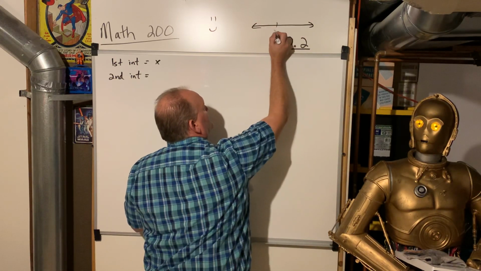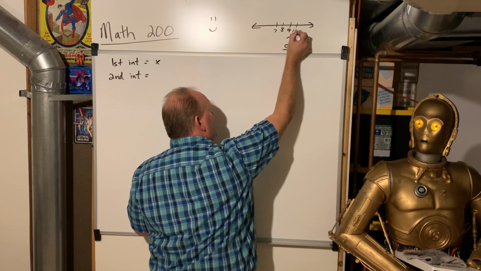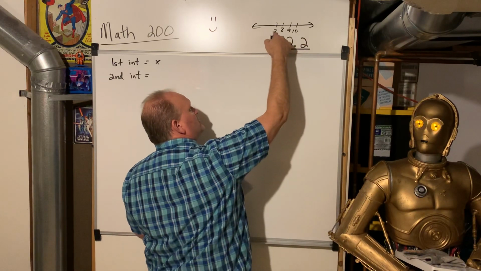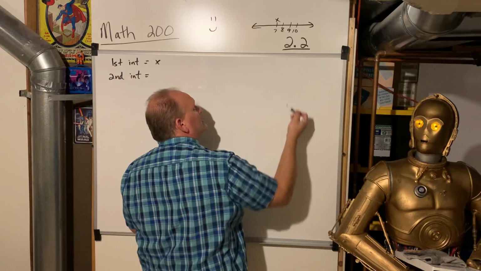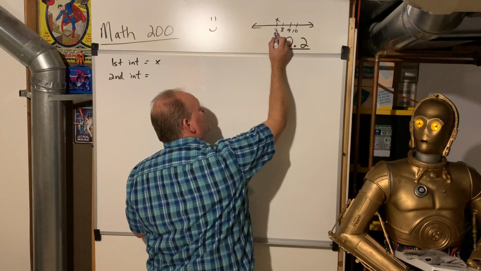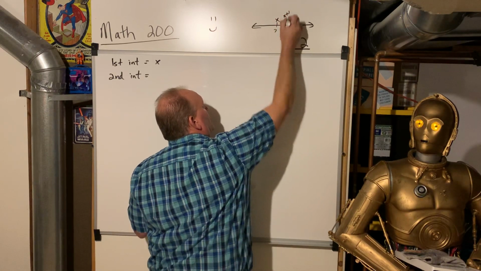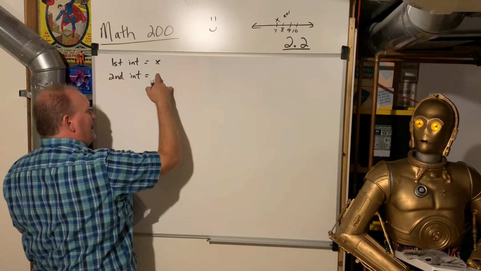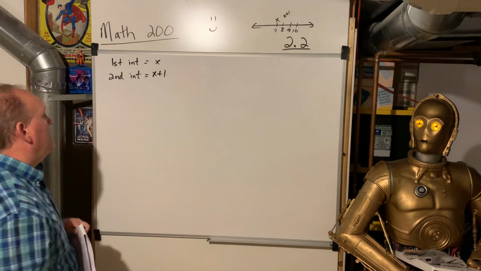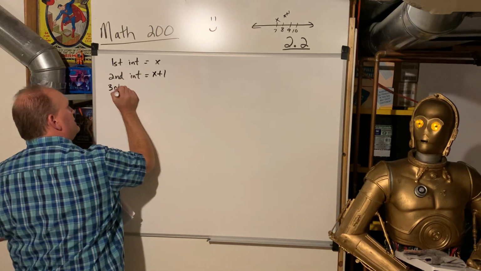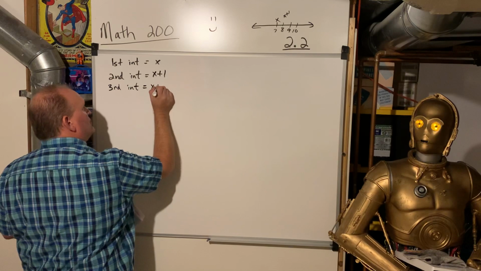On a number line, if this were 7, then the next one would be 8, and the next one would be 9. So these are the 3 consecutive integers: 7, 8, 9. But I have x. So what is this in terms of x? Well, 7 plus 1 is 8, so we'll say x plus 1. The second consecutive integer is x plus 1, and the third is x plus 2.